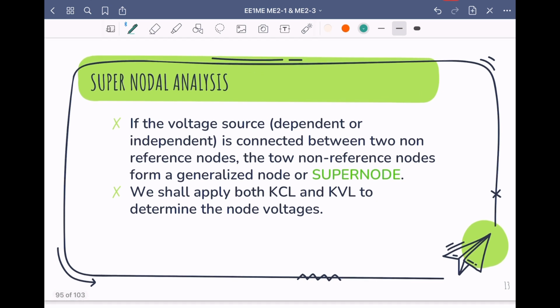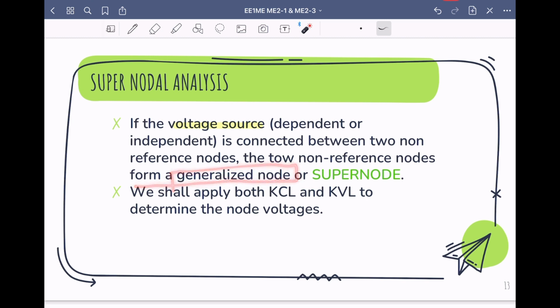Supernodal analysis is used, okay, if you have a voltage source in between, maybe the voltage source is either dependent or independent, any of the two, okay, is considered a supernode provided that that voltage source is connected between two non-reference nodes, okay? Between two non-reference nodes, please correct this spelling. These two non-reference nodes, we call them a supernode, or they form a generalized node.